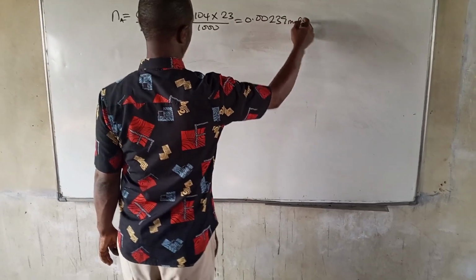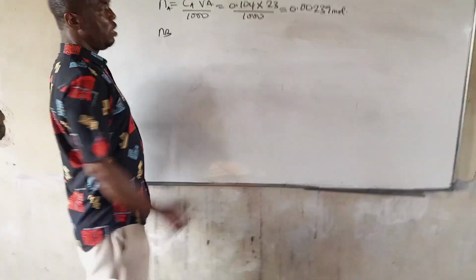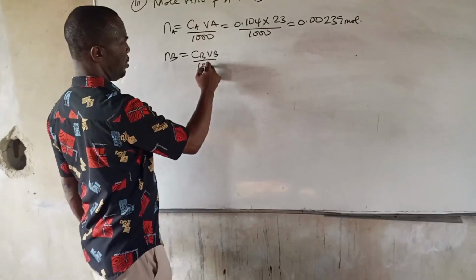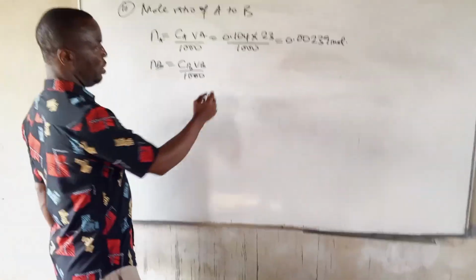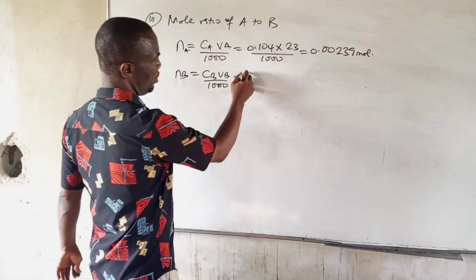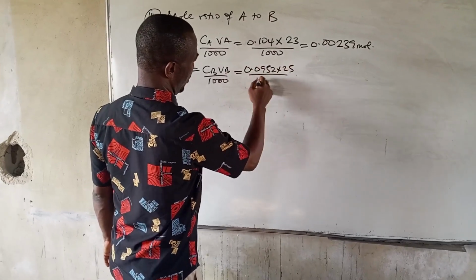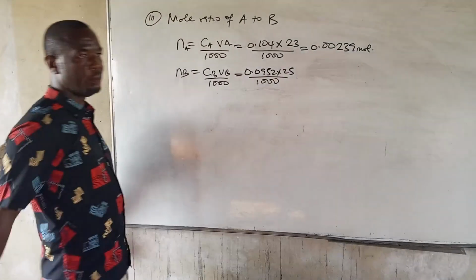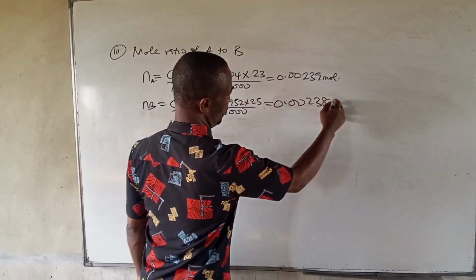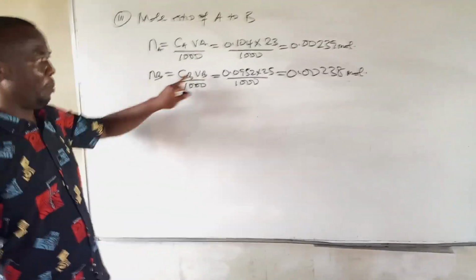0.00239 mole. You also find the number of moles of the base. That becomes CbVb over 1000. So your Cb is 0.0952 times 25 over 1000. Let's do it. That gives us 0.00238 mole. So that is the number of moles of the acid, and the number of moles of the base in the pipette.